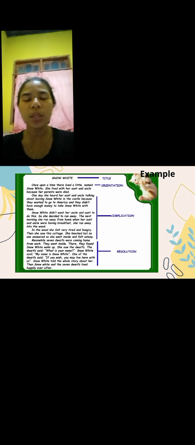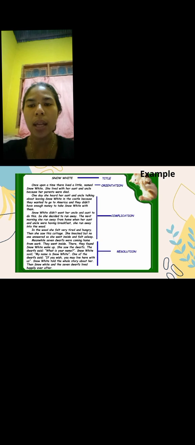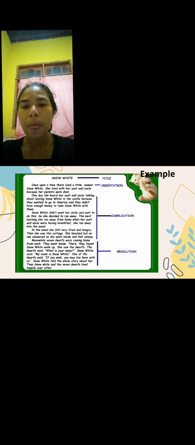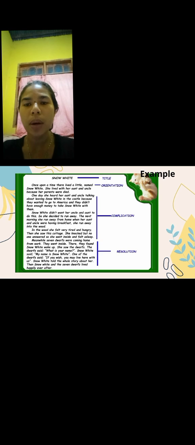Snow White. Once upon a time there lived a little girl named Snow White. She lived with her aunt and uncle because her parents had died. One day she heard her aunt and uncle talking about leaving Snow White in the castle because they wanted to go to America and they didn't have enough money to take Snow White with them. Snow White didn't want her uncle and aunt to do this, so she decided to run away.